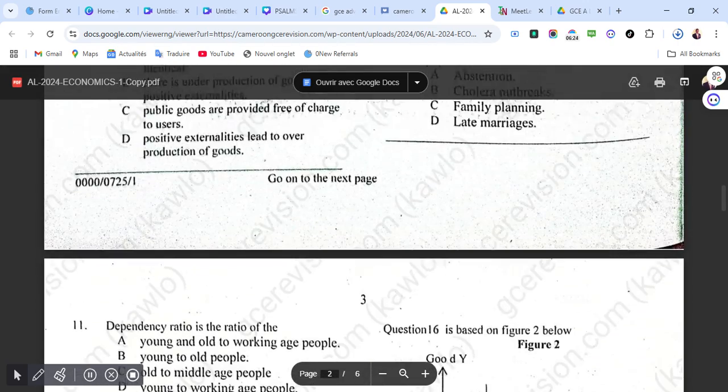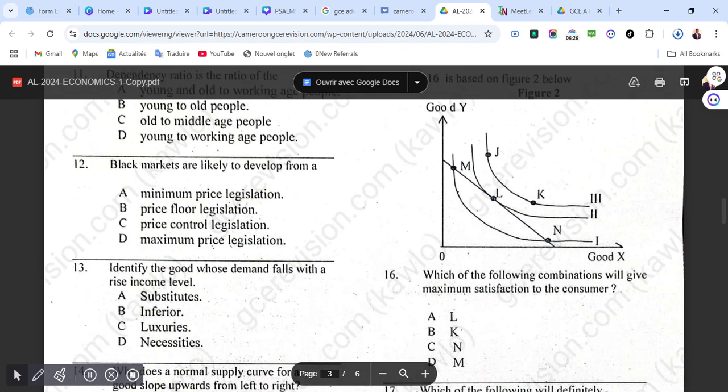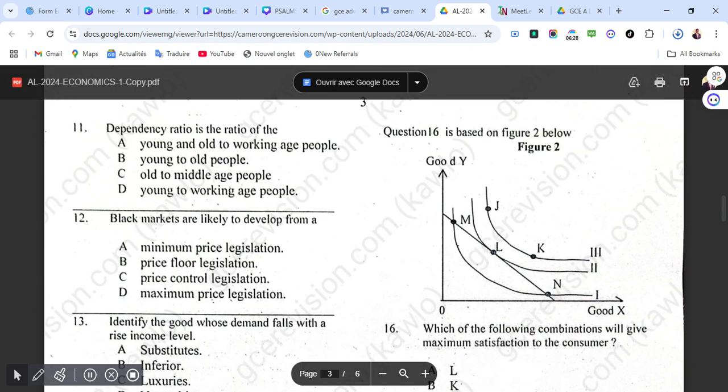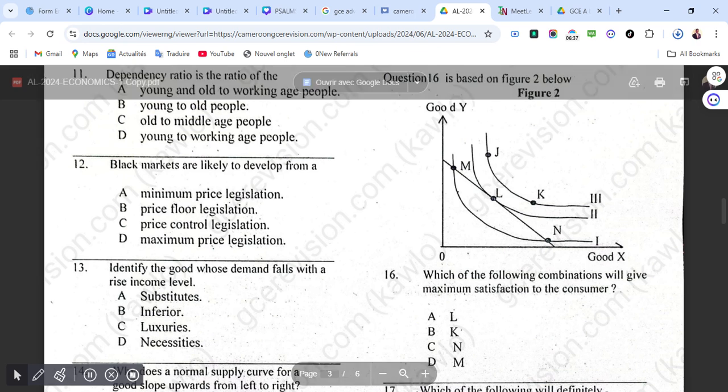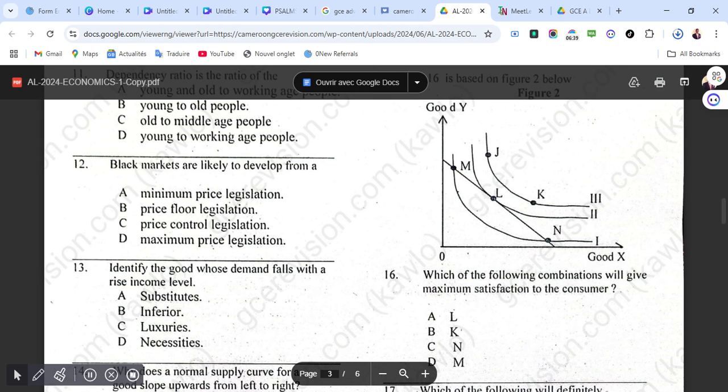Let's go to question number 16. It says that question 16 is based on the figure below. So here is the figure they give us. It says which of the following combinations will give maximum satisfaction to the consumer?